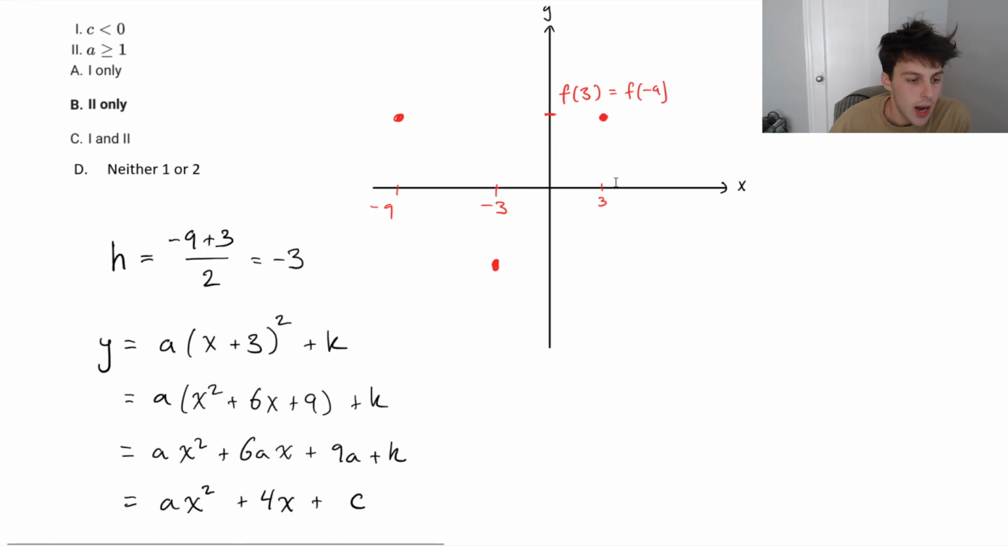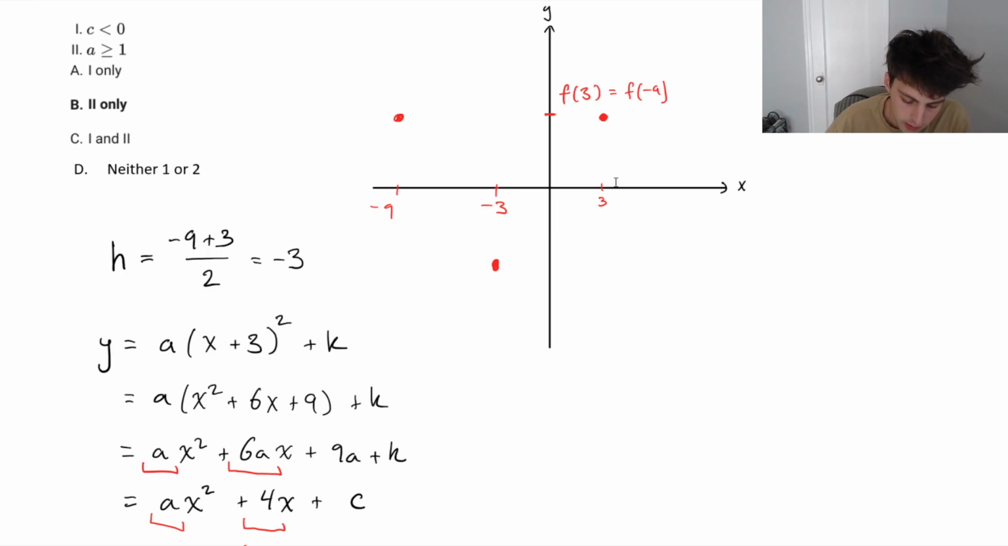And I wrote that right below here because you can see that the coefficients have to be the same here, right? Makes sense. Our coefficient on our second degree term is still going to be a, but we also know that the coefficient on our first degree term has to be equal to the one that's given in the question. So we can see here that 6a has to be equal to 4.